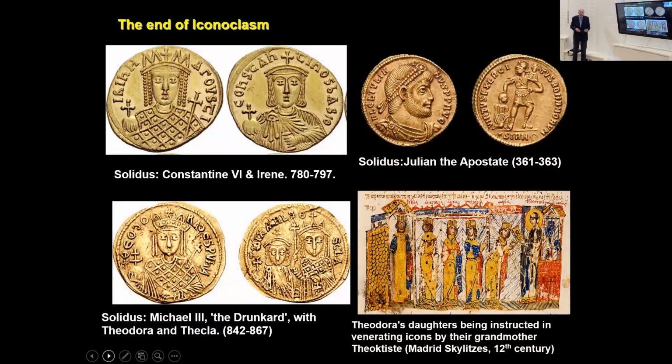Now, the end of iconoclasm was still doing a bit of politics, but I want to get some of the art in here as well. Our first reaction against iconoclasm and restoring to the iconophiles comes from this amazing lady here, Irene of Athens. She married Leo IV, and she was quite an amazing woman.